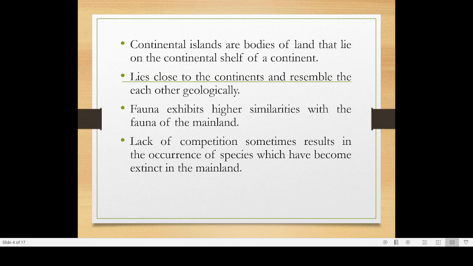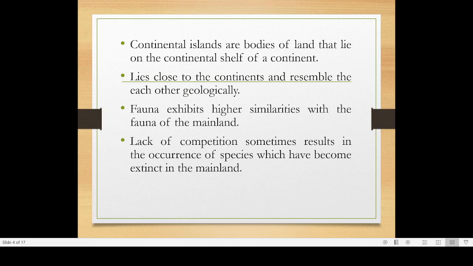Another peculiarity is regarding the fauna. Fauna means animals. Animals exhibit higher similarity with the fauna of the mainland. For example, take Sri Lanka and India. If you go to Sri Lanka, elephants are present there. Then we can find leopards and bats. Most of the different types of spiders and insects present in the Kerala and Tamil Nadu region are also present in Sri Lanka.